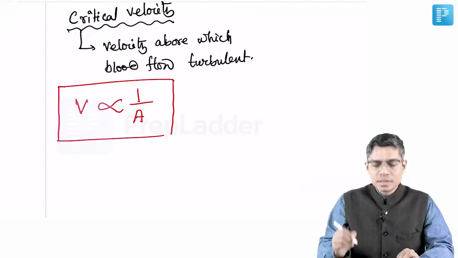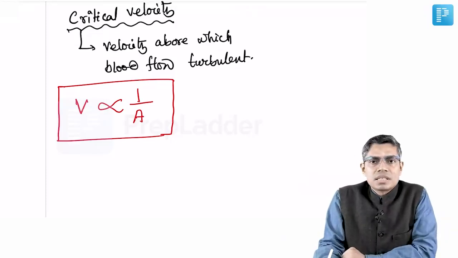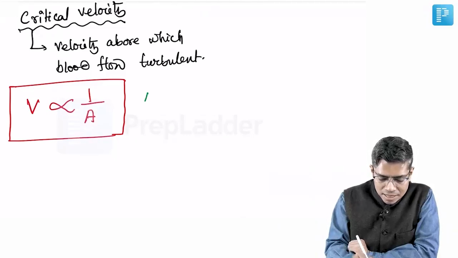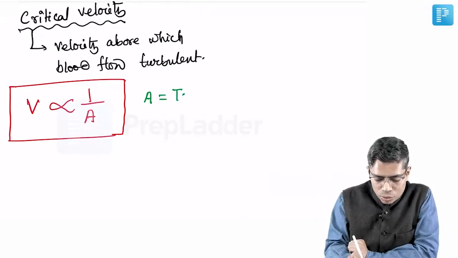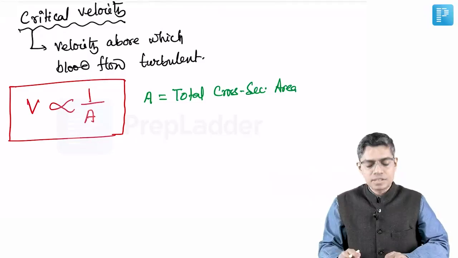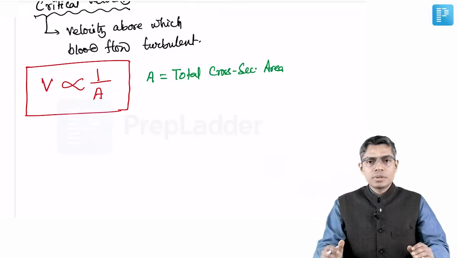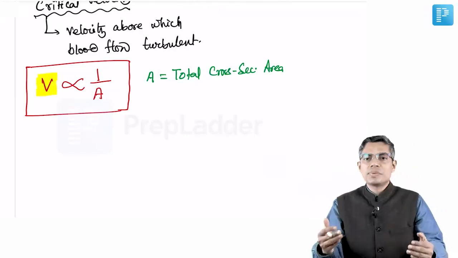Remember this also. Velocity is inversely proportional to the cross-sectional area of the vessels. So A here is nothing but the area, the total cross-sectional area of a vasculature. Total cross-sectional area of a vasculature, A, right.